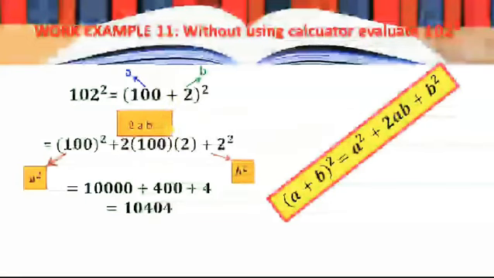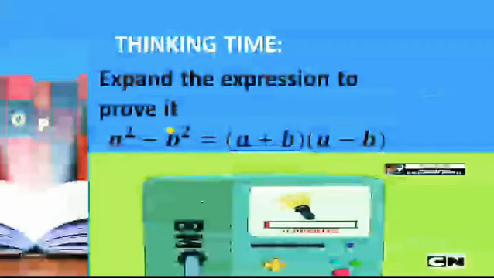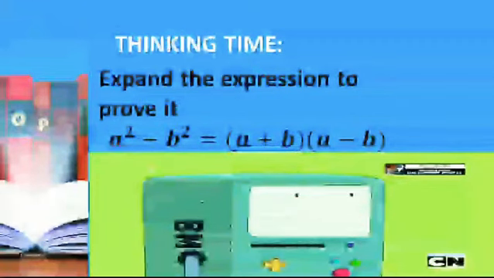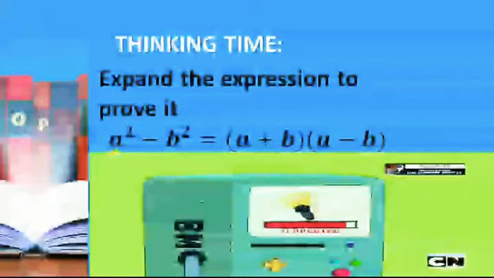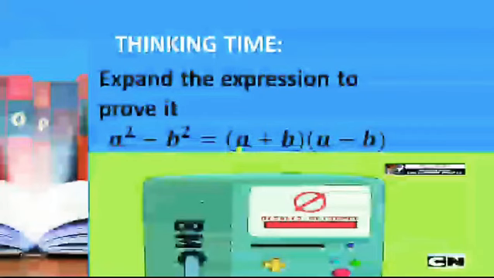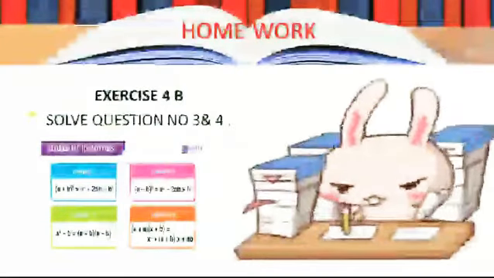Okay, this is all for today. So this is a thinking time. Expand the expression to prove it. We have learned two expressions, how we get these identities, first and second. So how can you get the third expression, prove it? I hope this is very easy. You have to do it on your loose sheets. This is your homework for today.